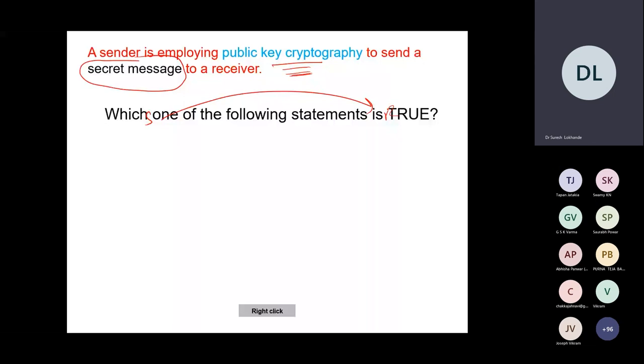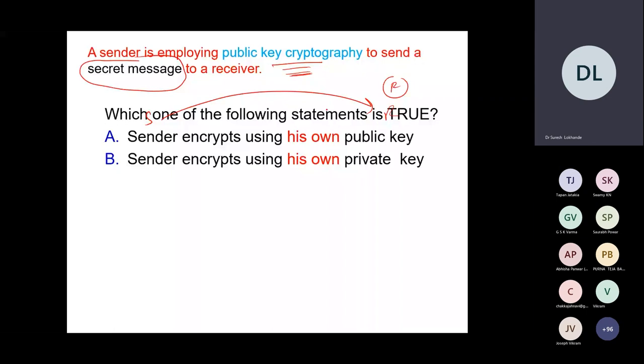You need to understand that when the sender is sending a message to the receiver, the sender has to use the receiver's public key. That part you have to remember. Sender has to use the receiver's public key. Then we call it confidentiality achieved.